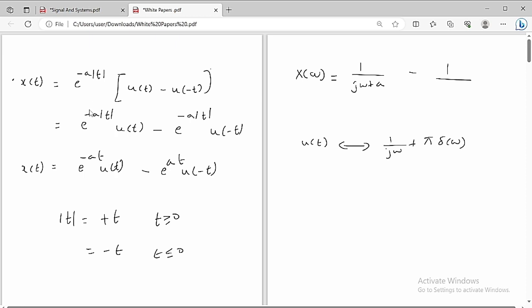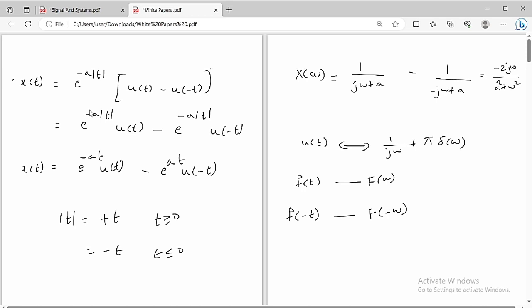Basically, for e to the power of a t into u of minus t, I have replaced t by minus t, so replace omega by minus omega. You are going to get minus j omega plus a. If you simplify, you are going to get minus 2 j omega by a square plus omega square. As I have already told you, if f of t has a Fourier transform f of omega, then f of minus t has a Fourier transform f of minus omega.